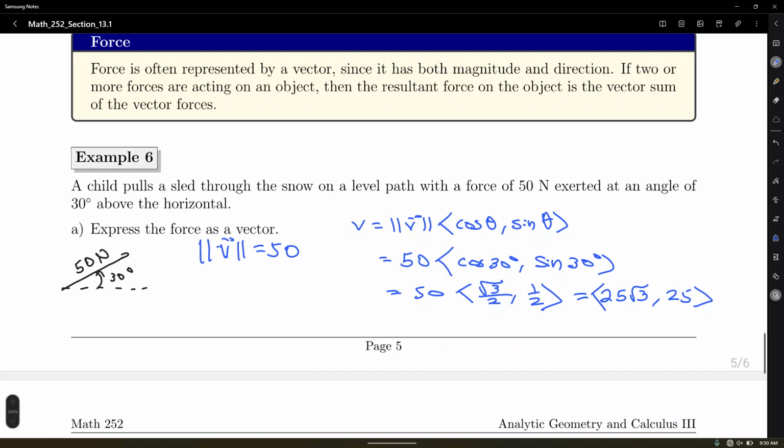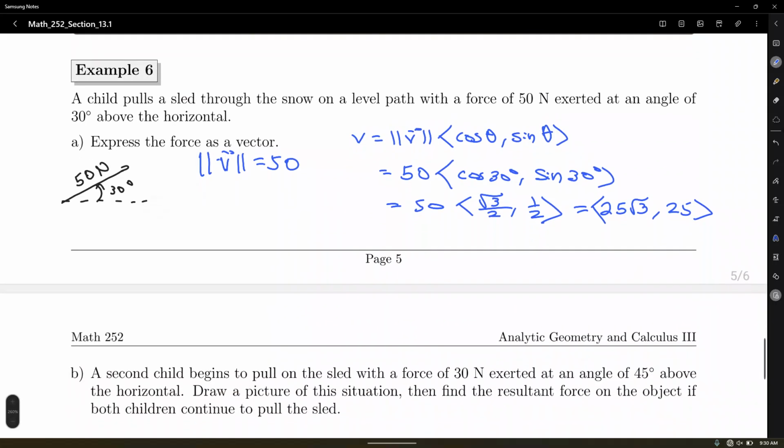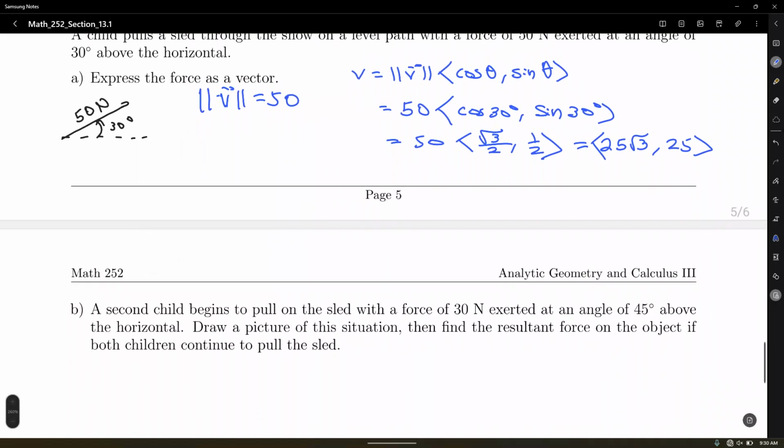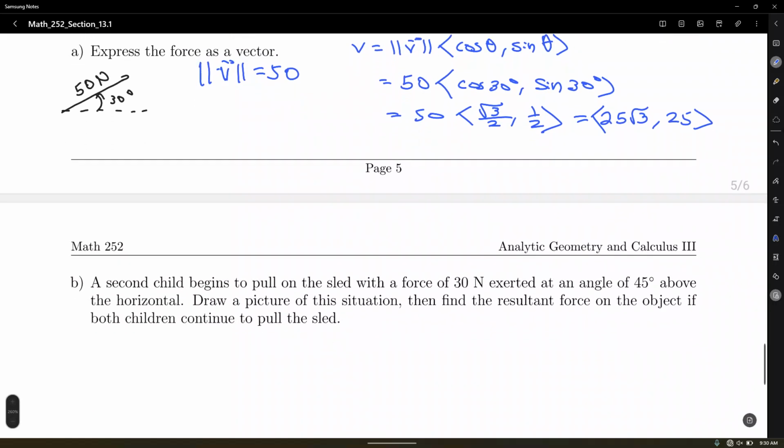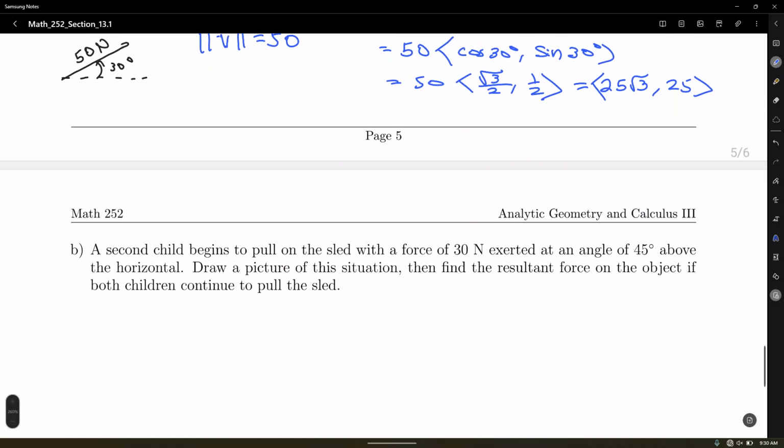There's a part B right here where we will go about addition of vectors. A second child begins to pull on the sled with a force of 30 newtons. It's not as strong as the first kid, right? But in this case, at an angle of 45 degrees.